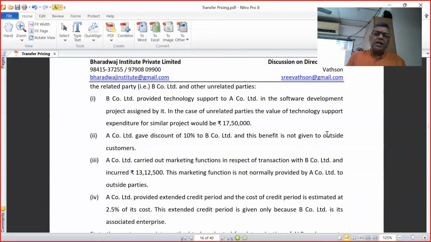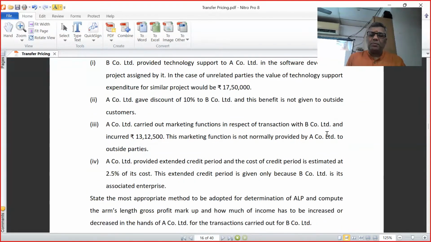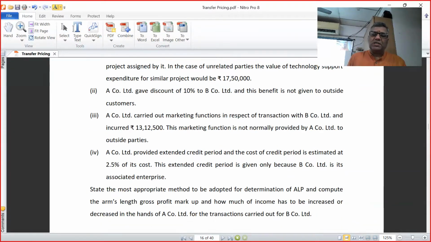A Limited carried out marketing function in respect of the transaction with B and incurred 1312500. The marketing function is not normally provided by A Limited to outside parties. A Limited provided an extended credit period, and the cost of the credit period is estimated at 2.5% of the cost. This extended credit period is given only to B as it is an associated enterprise. State the most appropriate method to be adopted. Look at the question where it starts. State the appropriate method to be adopted.